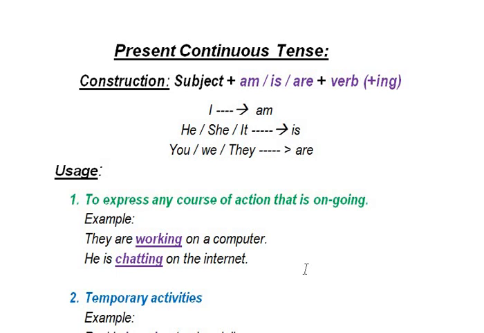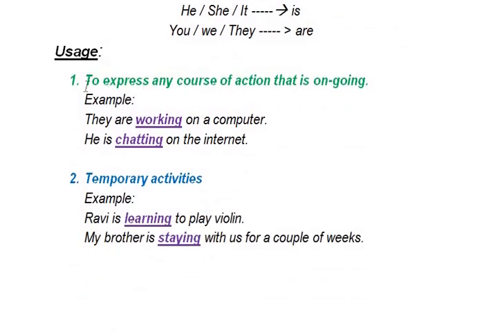And coming to present continuous tense, we can make present continuous tense using the form subject plus am, is or are plus verb ing form or V4 form. And here if the subject is I, then you have to use am. Suppose if the subject is either he or she or it, there we have to use is. Suppose if the subject is either you, we, they, there we have to use are.